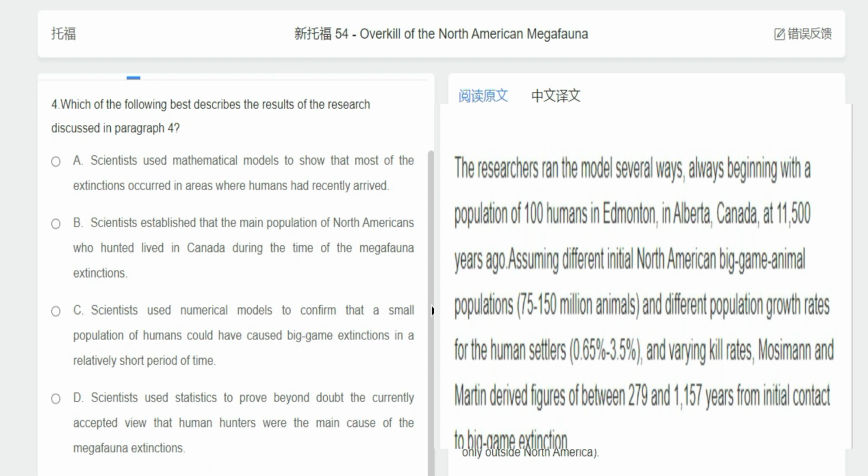It takes just 300 to 1,000 years to kill all the megafaunas. A is not mentioned. B, the location in Canada was used as an assumption. They did not establish it. C, confirm, could have, relatively short. These are all qualifying words. It's a form of careful writing, the hallmark of academic writing.